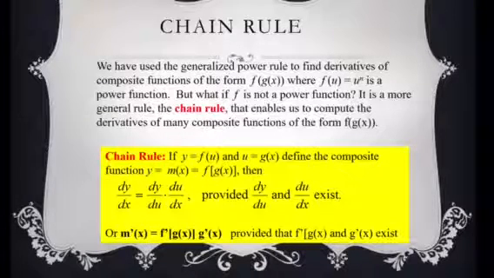We have used the generalized power rule to find the derivatives of a composite function of the form f of g of x, where f of u equals u to the power of n, a power function. But what if f is not a power function? It is a more general rule, the chain rule, that enables us to compute the derivatives of many composite functions of the form f of g of x.